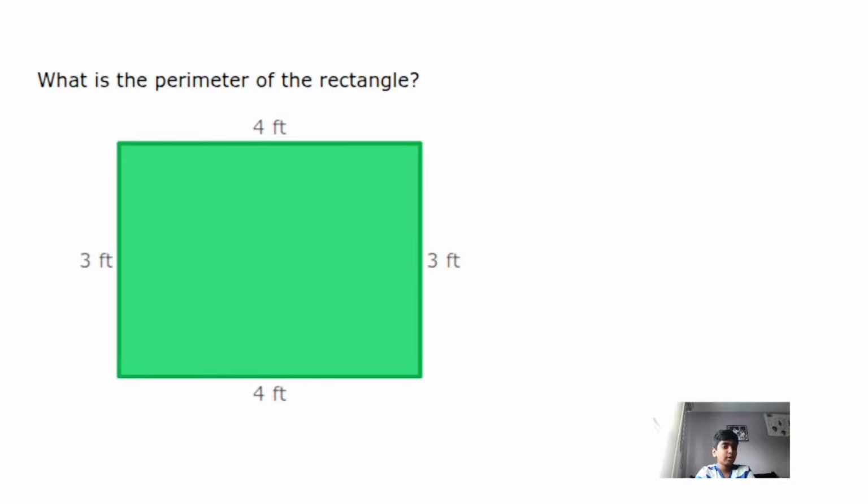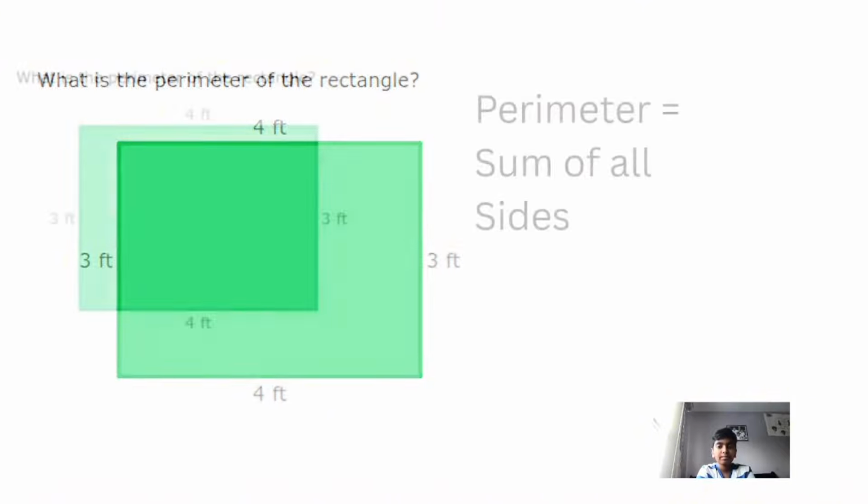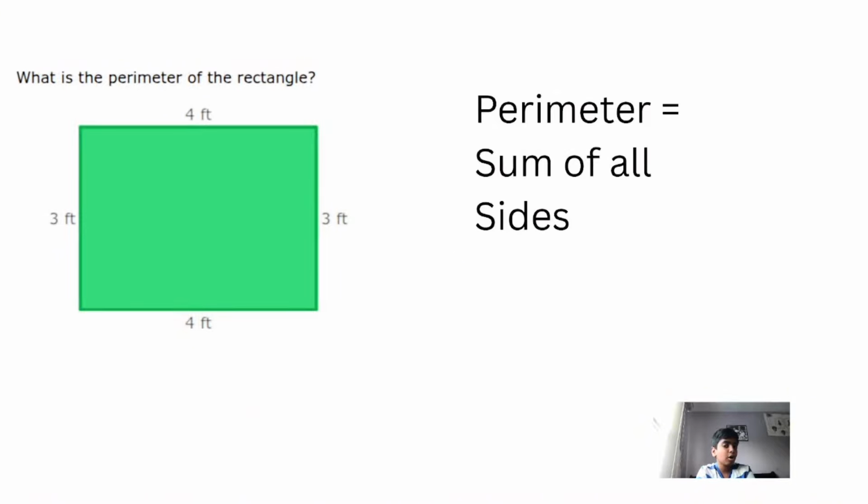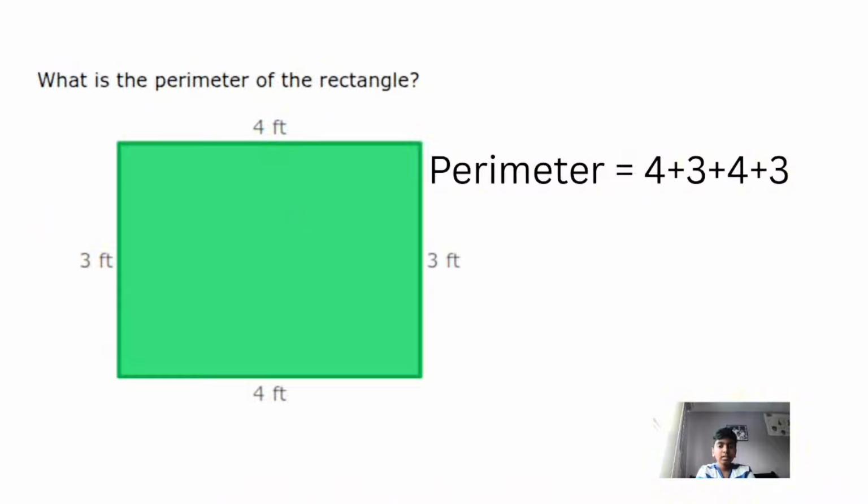We see here a rectangle with 4 feet, 4 feet, 3 feet, and 3 feet. Before we look into anything else, we have to know what perimeter is. Perimeter is the sum of all sides. Sum means the result of addition. This means we add all the sides together. An equation to represent this is 4 plus 3 plus 4 plus 3 for all the sides.